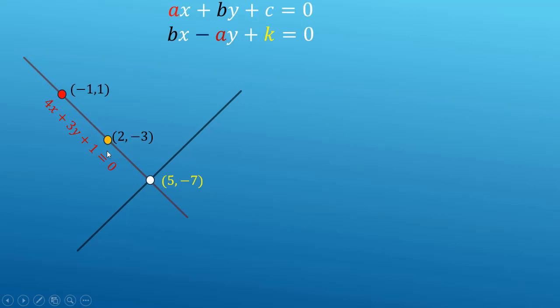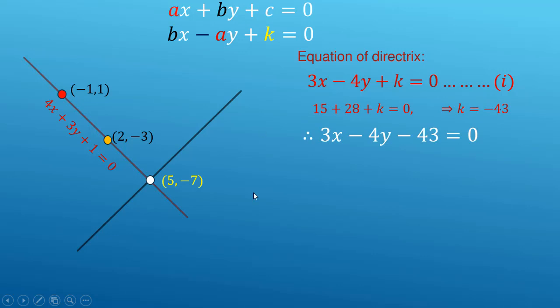Directrix is perpendicular to the axis, so the equation of the perpendicular line is 3x, okay, sorry, interchanging the coefficients, 3x minus 4y plus k is equal to 0. Now our directrix passes through (5, -7), so using this coordinate we can find the value of k, which is minus 43. Now put it back into our equation. So this is the equation of our directrix: 3x minus 4y minus 43 is equal to 0.